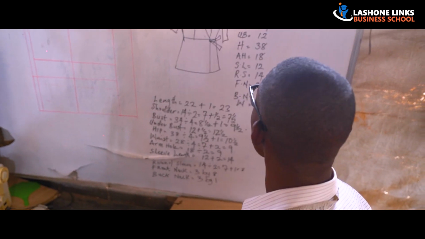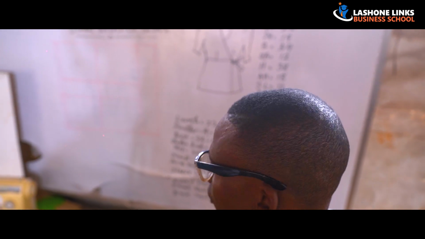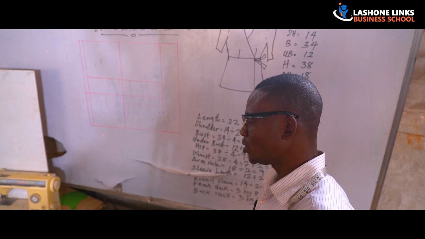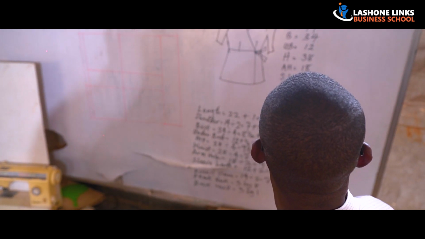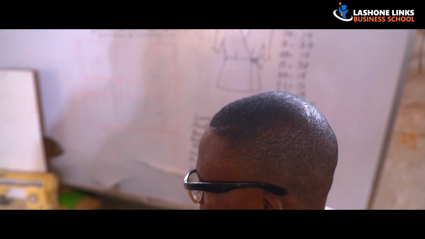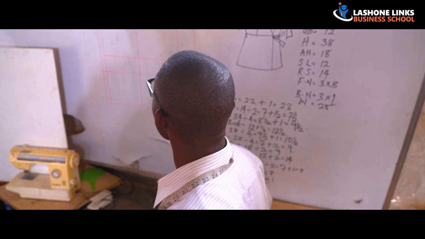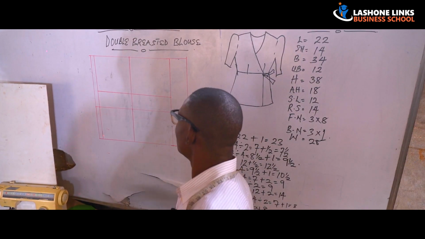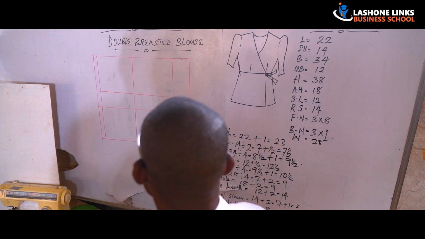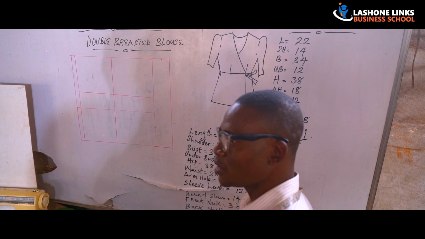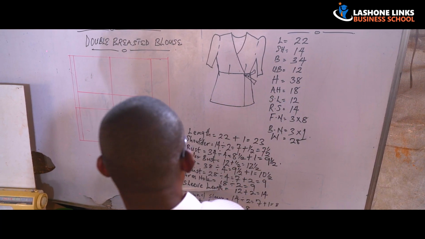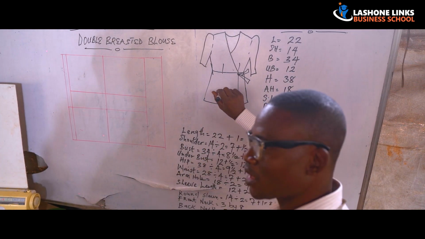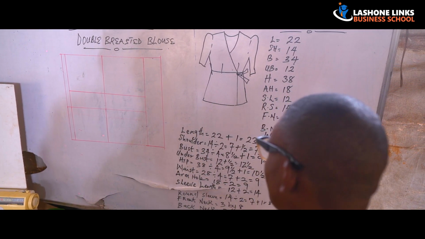So the topic we have today, as you know, today is the 8th week for the Lashon training program. What we have today as our topic is the double-breasted blouse on pattern drafting. Double-breasted blouse. And this is the sketch of the double-breasted blouse.